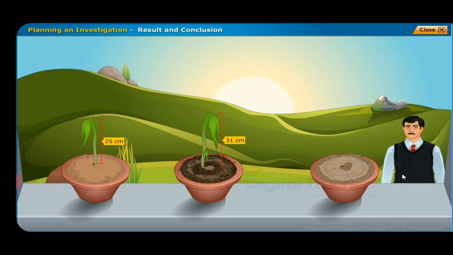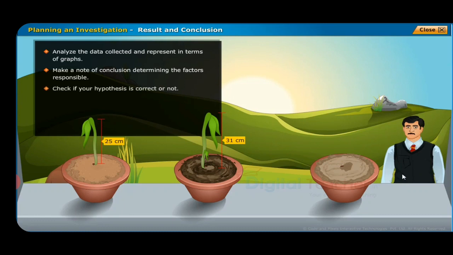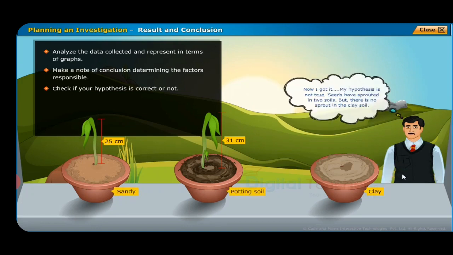Result and conclusion. Analyze the data collected and represent in terms of graphs. Make a note of conclusion determining the factors responsible. Check if your hypothesis is correct or not. Now I got it. My hypothesis is not true. Seeds have sprouted in 2 soils, but there is no sprout in the clay soil.